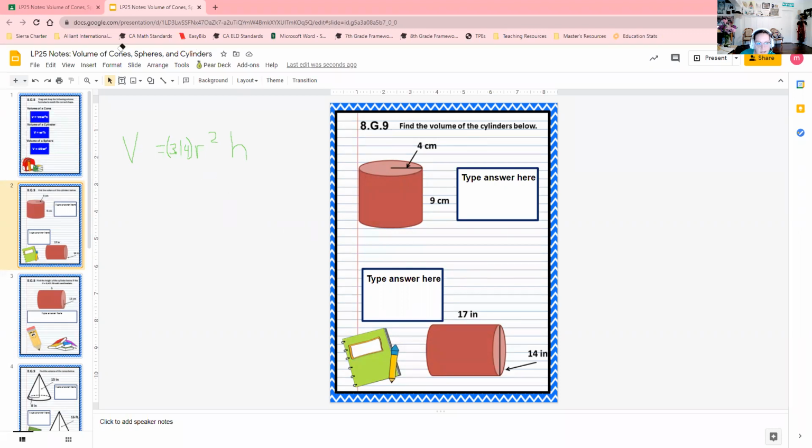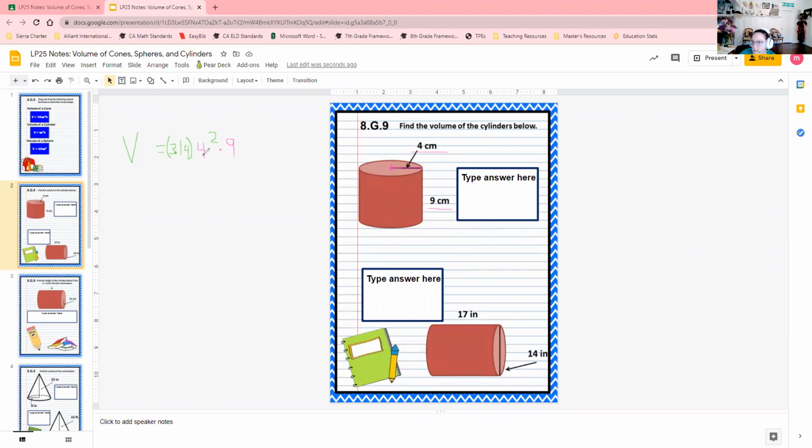So all you have to do in order to solve this problem is plug the information in. We need our radius. Remember, the radius is that measurement that starts at the center of a circle and goes to the edge. So our radius here is 4. I'm going to replace my r with the number 4. We also need our height. My height here is 9, so I'm going to replace my h with the number 9. And now we can multiply all of this out.